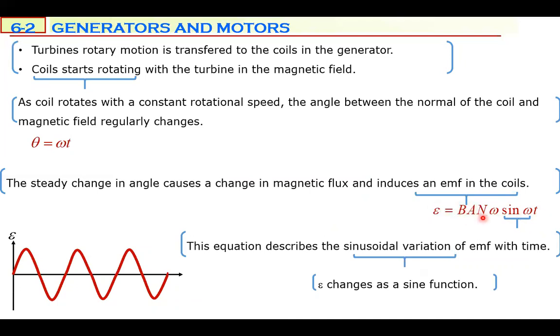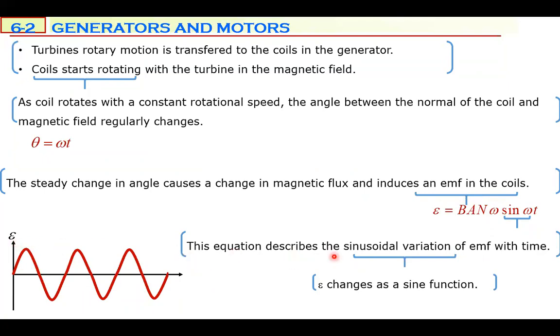NBA omega is the maximum value of induced EMF, multiplied by sine omega t. So the induced EMF of a generator will be a sinusoidal graph like this one. Induced EMF will change according to time as time passes. So it's a sine graph, and the maximum value is this. The maximum value of this induced EMF, negative or positive, will be calculated by NBA omega. NBA omega tells us how much the maximum value of this induced EMF is.